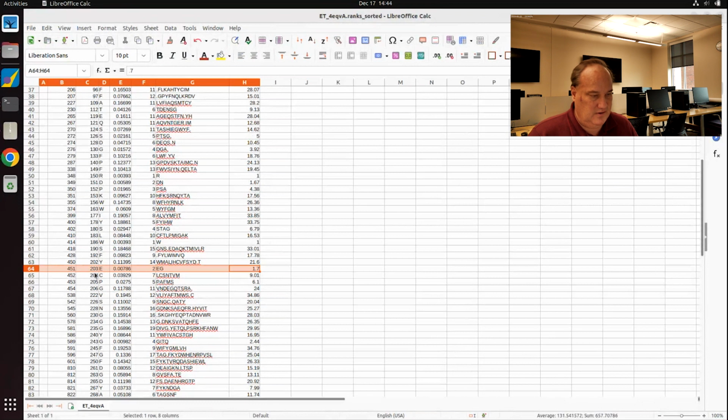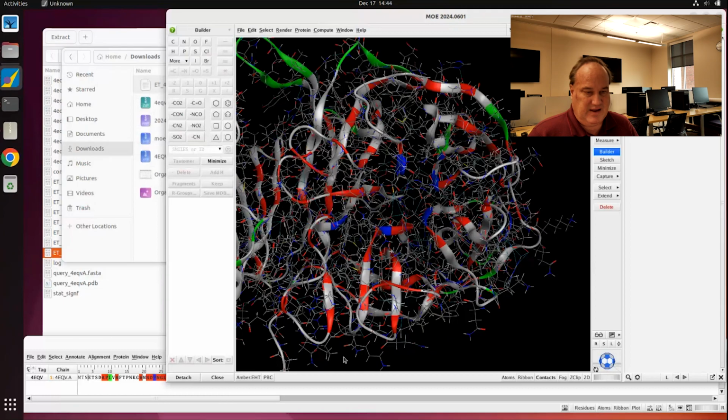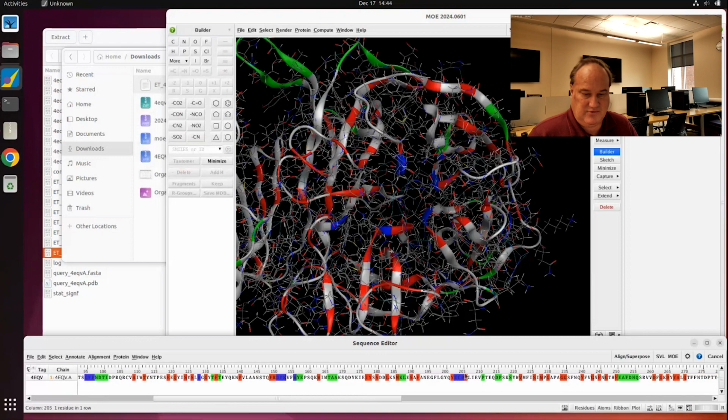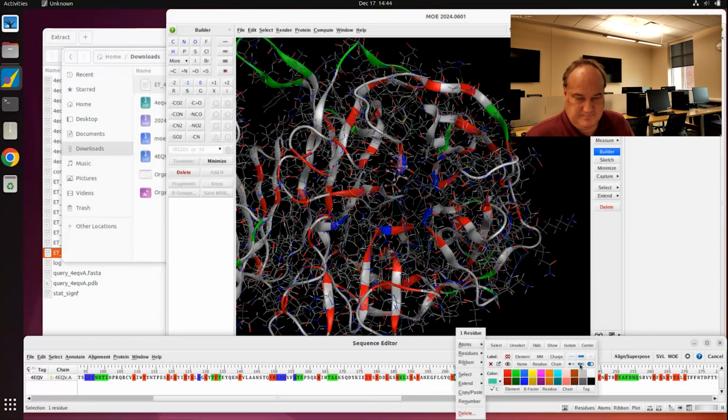Right here is glutamate 203. And there's only two variations, right? It's either a glutamate or a glycine, and its importance score is 1.7. So it's got to be important. Definitely the catalytic residue. So let's locate glutamate 203. That's right here. No, there's 204. There's 203. There it is.